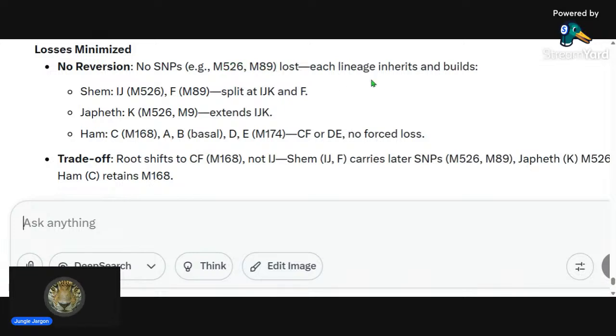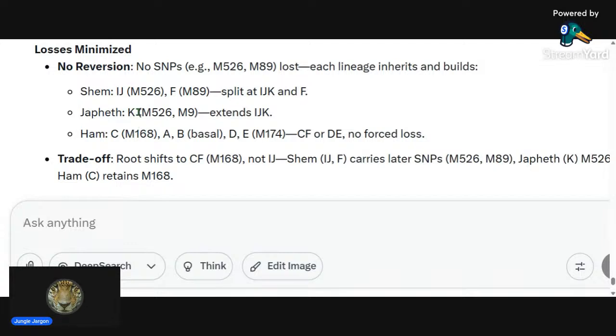M526, M829 lost. Each lineage inherits and builds. It's hard to understand, Grok. Sometimes it's actually saying the way it is, but it's hard to conceptualize it sometimes. Shem is IJ. F is M89, split at IJK and F. Okay, the split's here and the split's here.